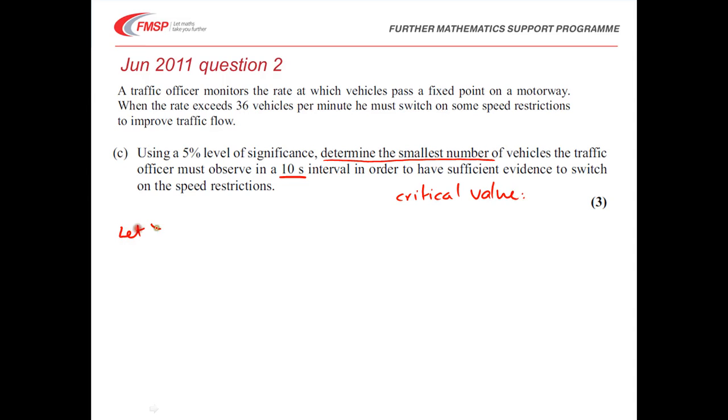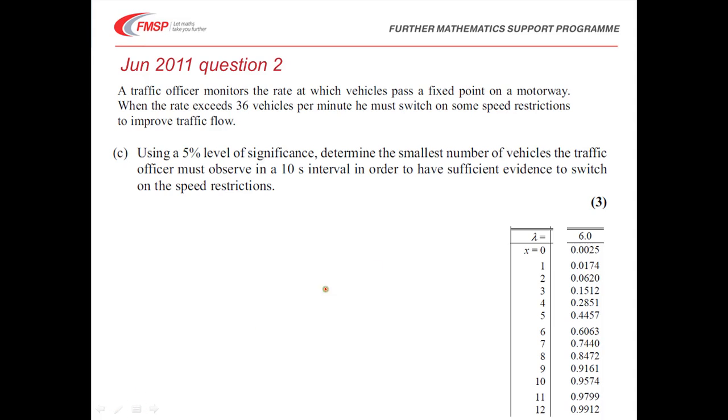So let y be the number of vehicles in 10 seconds. That means that we can model this as a Poisson with a parameter of 6 now. If you look in your Poisson tables, we're looking for a critical value. Sorry, the probability of x being greater than or equal to a specific value has got to be less than 5%. So again, we're looking at roughly 0.05.